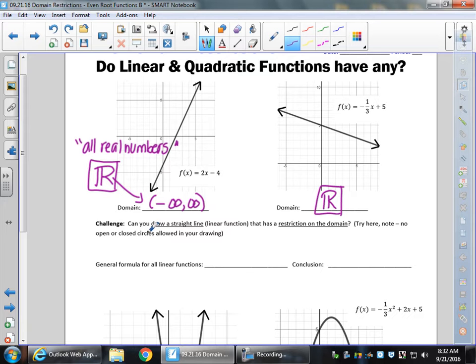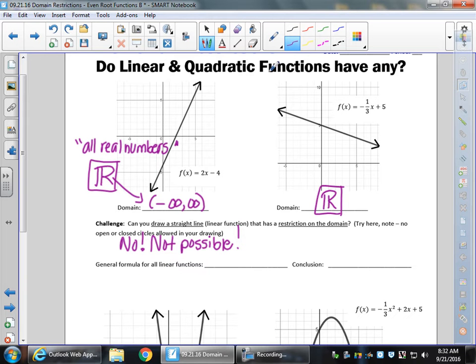No? No, see here? Note, no open or closed circles, so we can't add open circles to it. Say it again? Yeah, so no, not possible. It is not possible to draw any kind of straight line and have there be a restriction. And we can draw a conclusion from this.